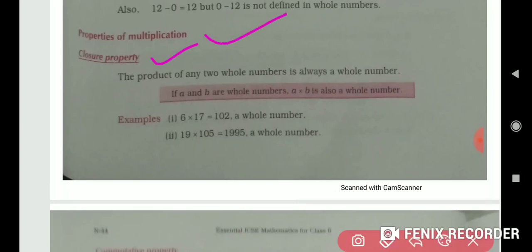Closure property is similar. A multiply B. If you have to multiply any two numbers, you can apply this property. For example, 6 multiply 17. What you will get? 102.